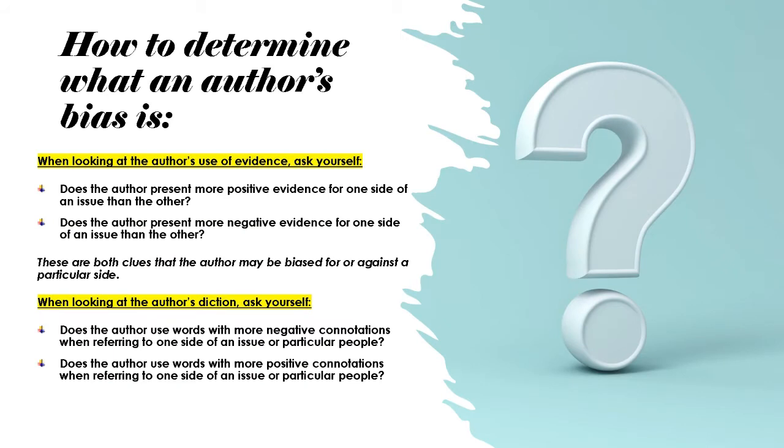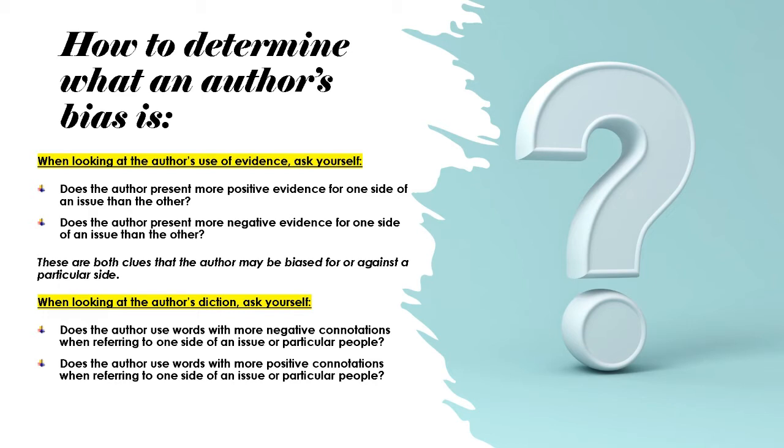How to determine what an author's bias is? When looking at the author's use of evidence, ask yourself, does the author present more positive evidence for one side of an issue than the other one? Or does the author present more negative evidence? These are both clues that the author may be biased for or against a particular issue.